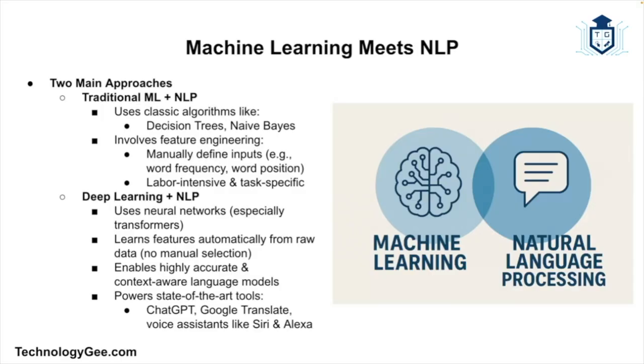And then you have what is called deep learning plus NLP. And this uses neural networks, especially transformers, which we'll talk about in a second. And it automatically learns features from data.